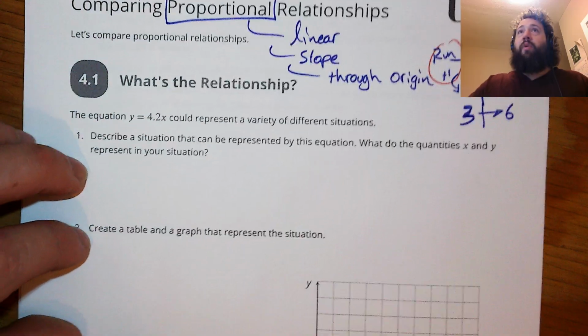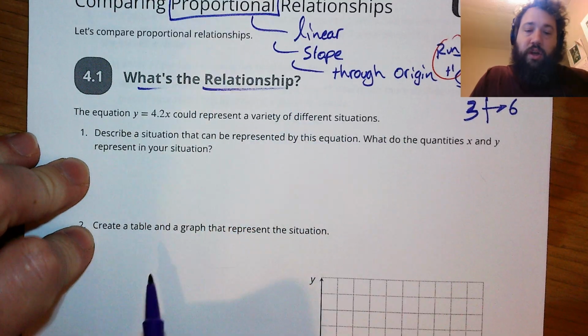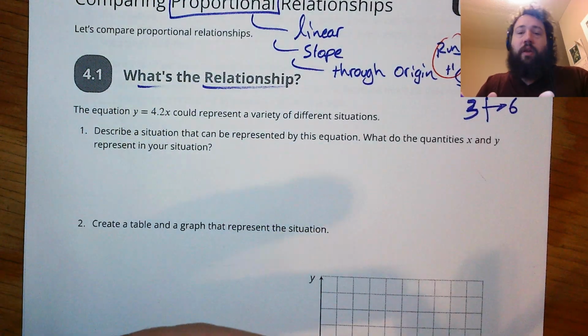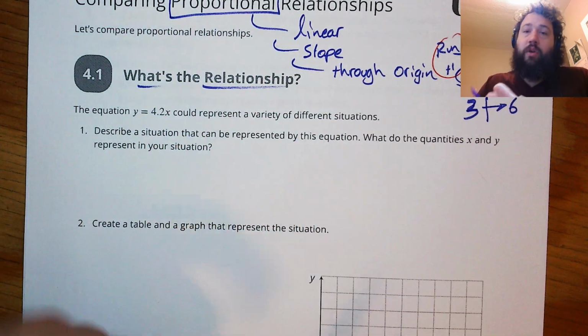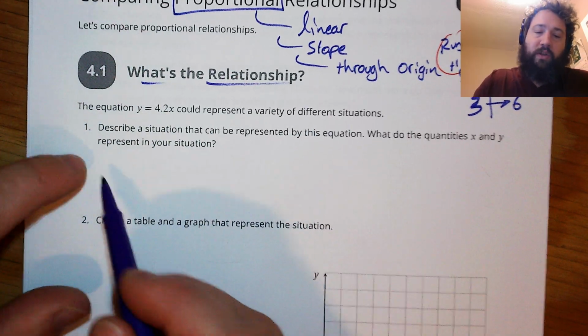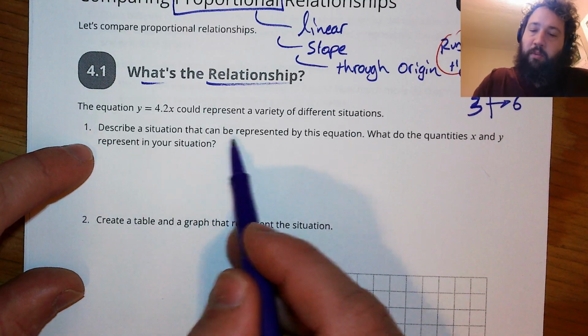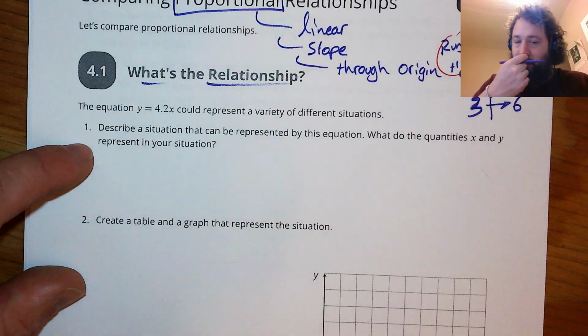Now we're starting off with 4.1, what is the relationship? We're going to do these proportional relationships 3 different ways today. We're going to do equations, tables, and graphs. Starting off, describe the situation that could be represented by this equation. What do the quantities x and y represent in your situation?